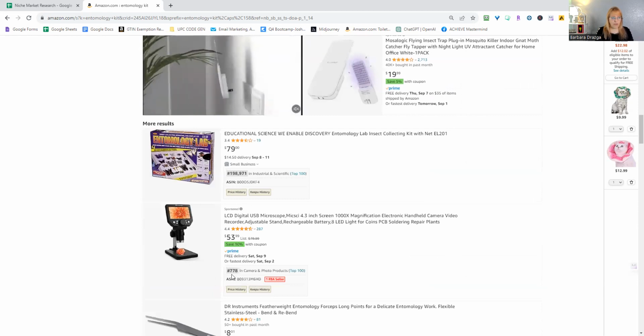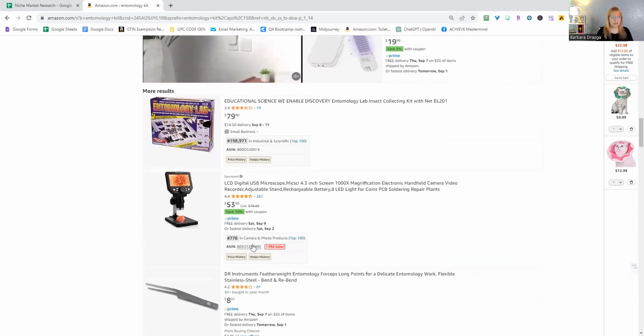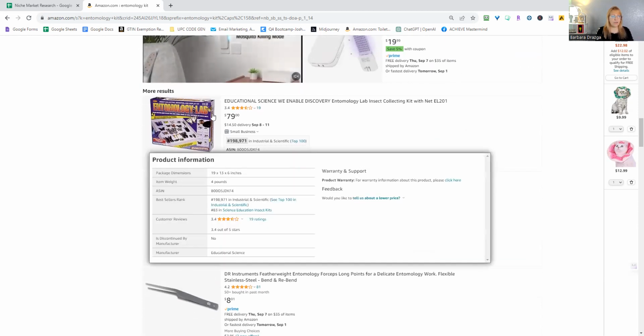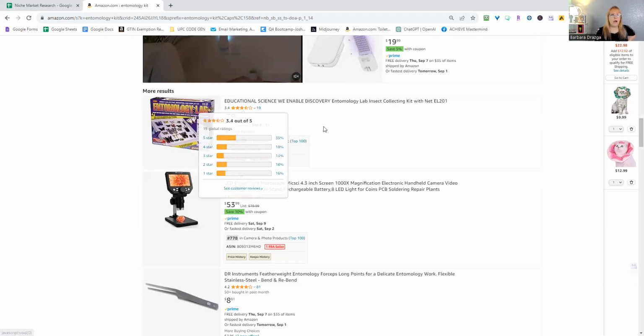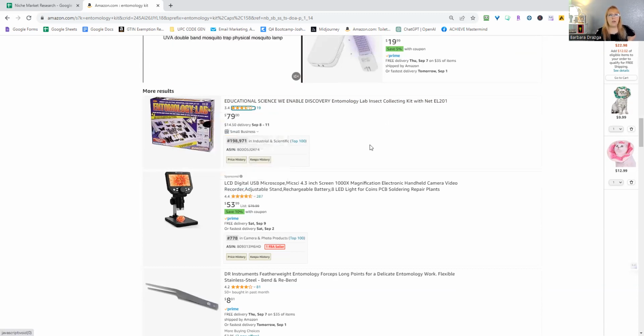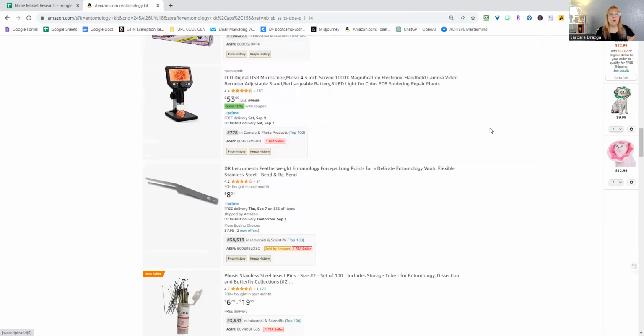So microscope, look at that rank for this little microscope, 778. There's an entomology lab. This is a bundle, but we would want to dig into this because the rank is high. It's high compared to the others. And it's 3.4 out of 5 stars. So there's something with this bundle that is not being done properly. We can do it properly.